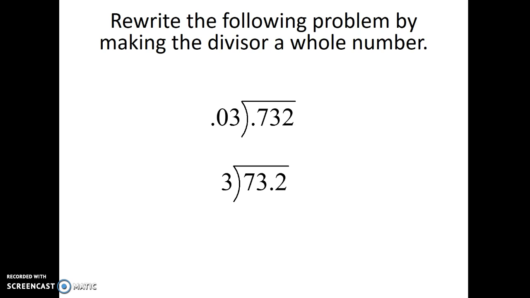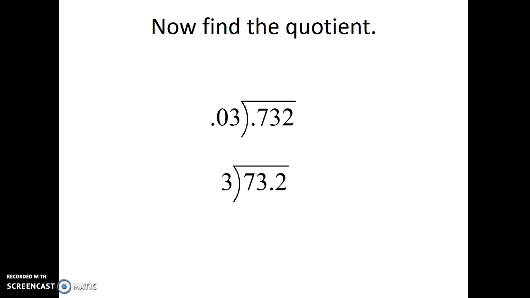You should have gotten 73 2/10 divided by 3, because 10 would only move it here. So I have to multiply by the next power of 10 up, which is 100. And if I multiply by 100 on the divisor, I have to do it on the dividend, which gives me 73 2/10 divided by 3. Pause the video and find the quotient. Okay, let's see how you did. After dividing, you should have gotten 24 4/10.